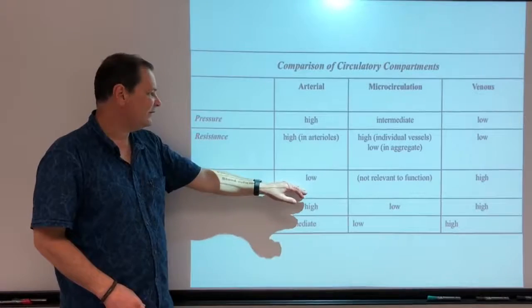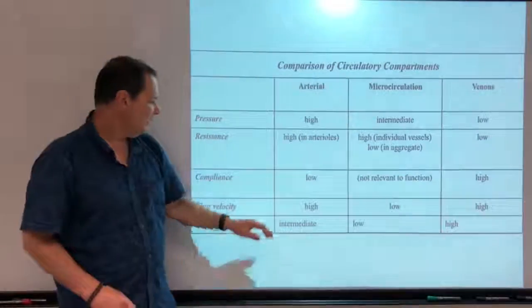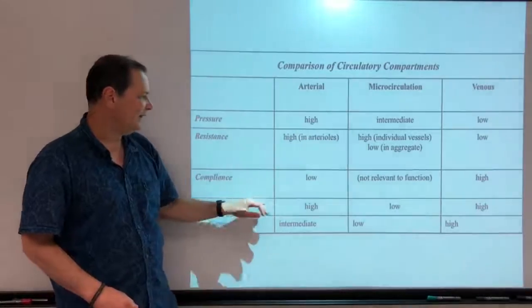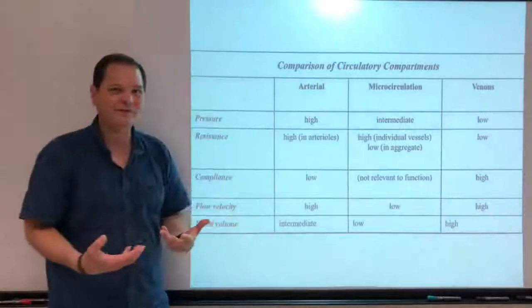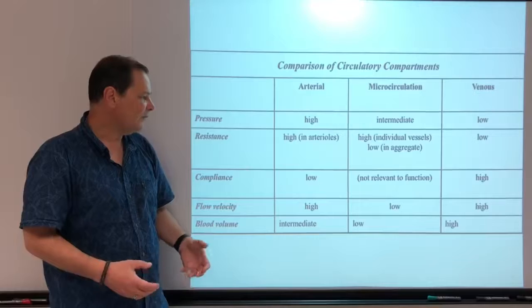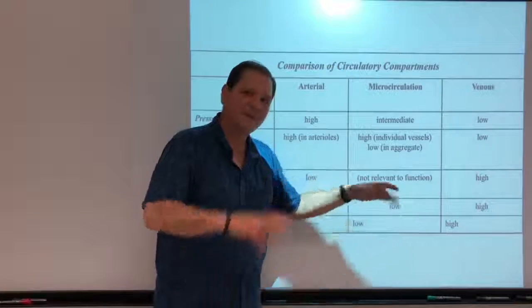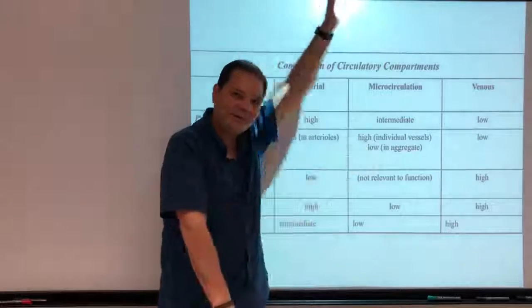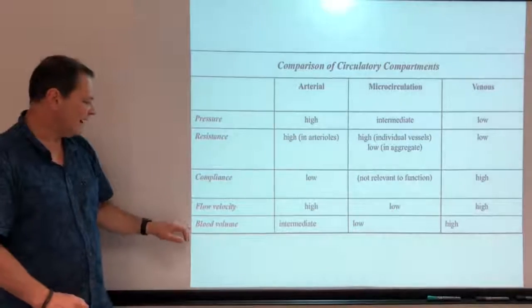The compliance is low in the arteries, high in the veins. The flow velocity is high in the arteries and the veins. These are your big vessels, so they've got a relatively low cross-sectional area, but you add up all these capillaries together, they make for a big cross-sectional area. We have a relatively low velocity of flow through the capillaries.